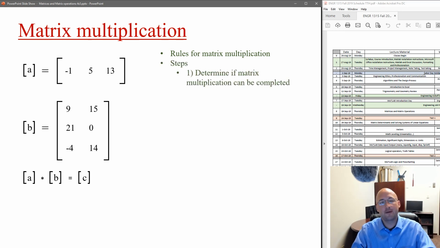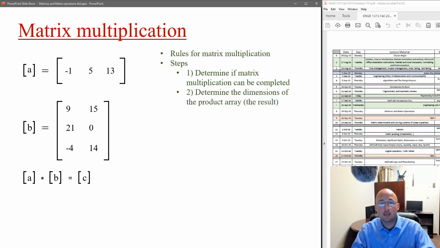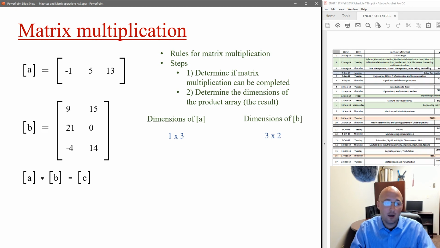The first thing we have to do is determine if we can even multiply these 2 matrices together. To do that, we're going to look at inner dimensions, and then the second step is to determine the dimensions of the product array, and for that, we look at the outer dimensions. So let's look at the dimensions of A and of B. A is a 1 row by 3 column array. B is a 3 row by 2 column array.